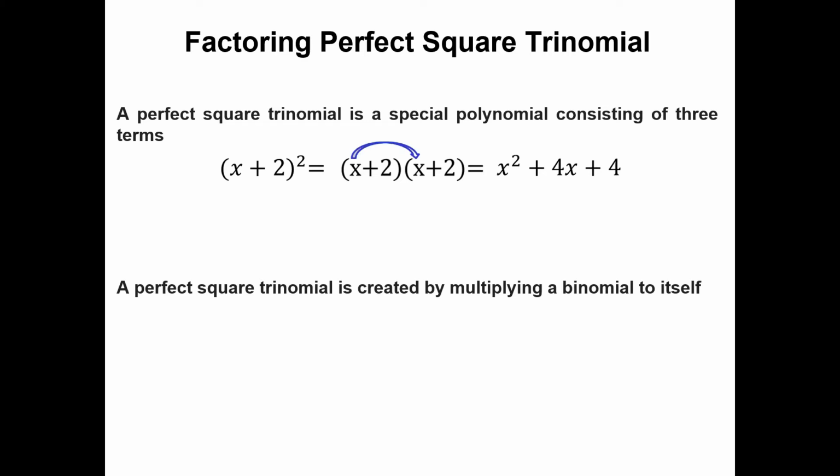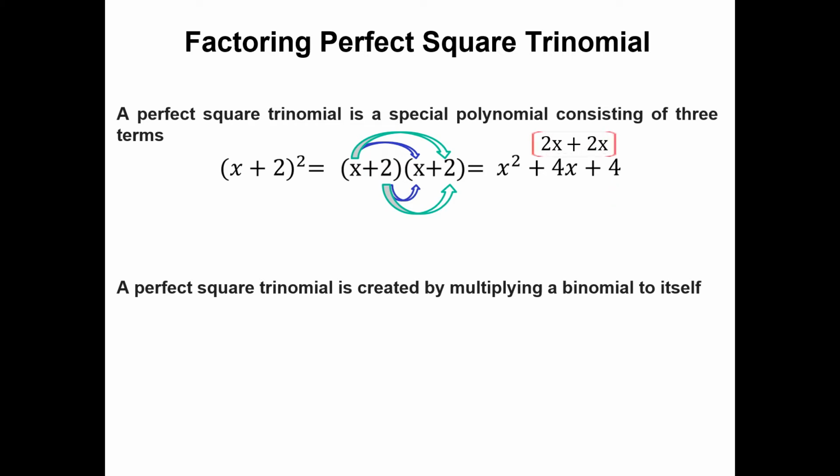If we multiply the first terms, we get x squared. If we multiply the outer terms, we get positive 2x. If we multiply the inner terms, we also get positive 2x. And finally, if we multiply the last terms, we get positive 4.